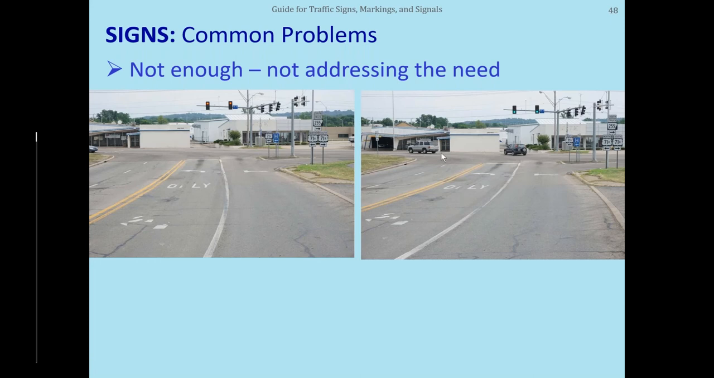This could easily lead to a sideswipe because this driver doesn't realize somebody else is also going to be turning left. And I would say that the agency would be at fault for not providing the necessary lane use signs here. There needs to be signs telling drivers that there are going to be left turns from both of these lanes.